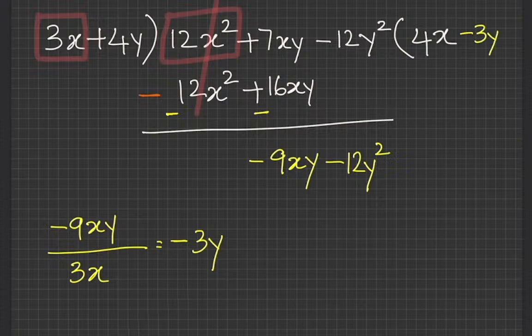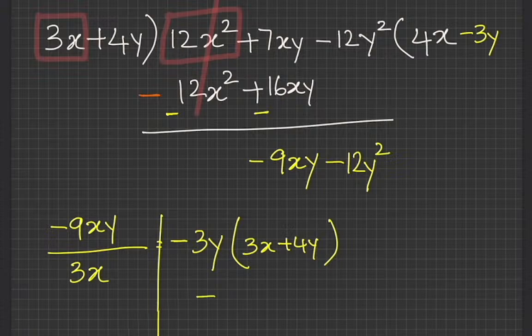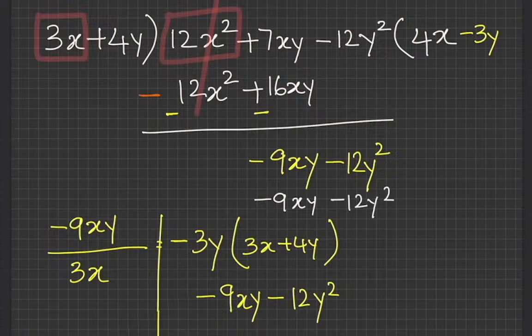I'm going to multiply 3x plus 4y by this quotient, negative 3y. So what is it that I'm going to get? I'm going to get negative 9xy, negative 12y squared. Correct? So I'm going to put that value of the terms over here. I have negative 9xy, negative 12y squared. I'm going to erase that now.